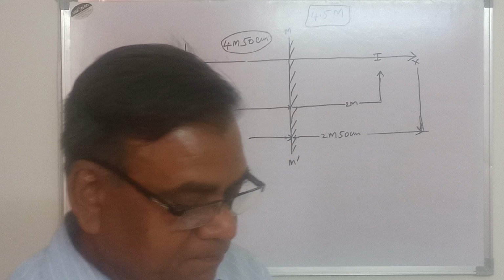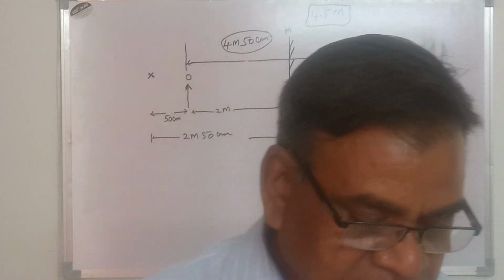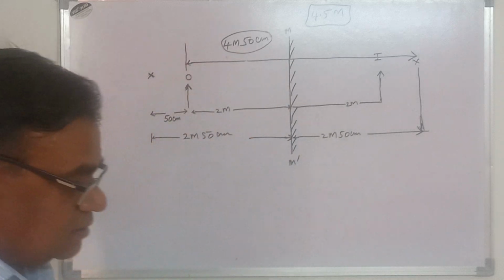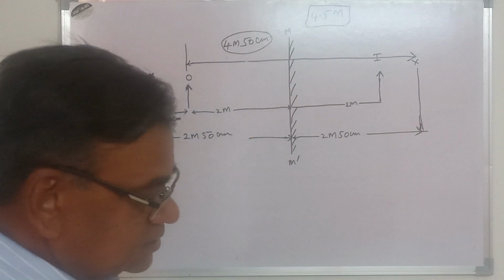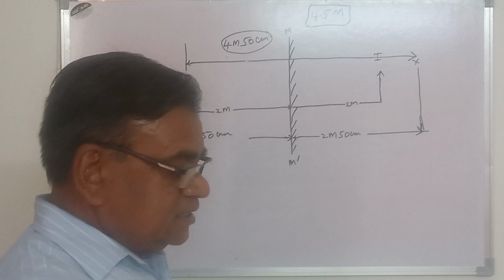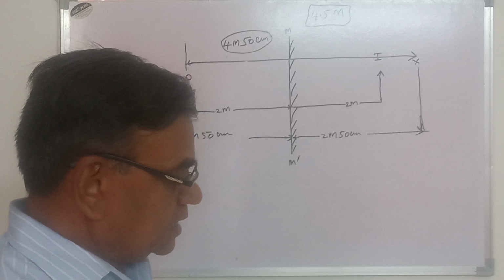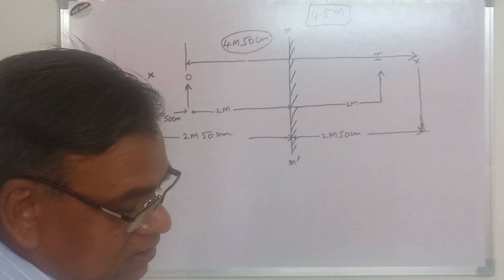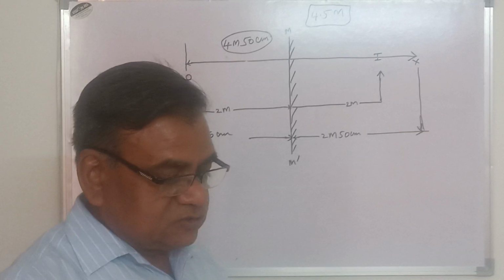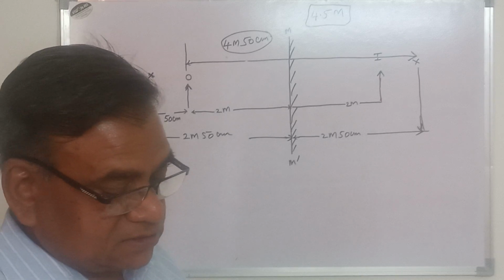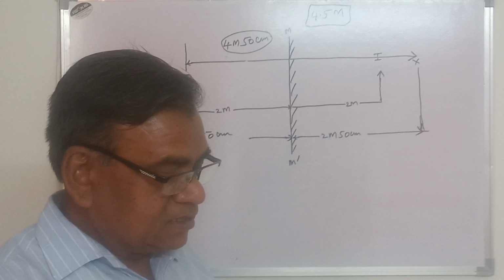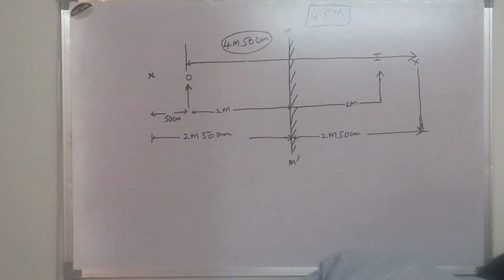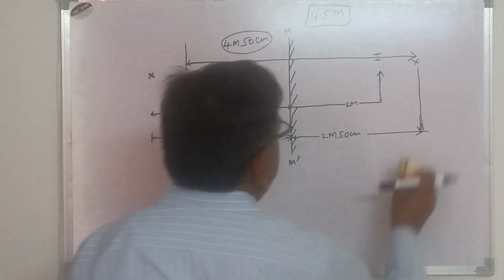Next question. A ray of light strikes a plane mirror PQ at an angle of incidence of 30 degree, is reflected from the mirror and then strikes a second plane mirror QR placed at right angles to the first mirror. Very interesting. The angle of reflection at the second mirror is, very good. It is asking the angle of reflection at the second mirror.